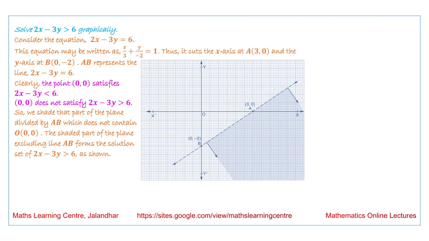Next we have 2x minus 3y is greater than 6. It is clear from here that it is not the equality sign over here.